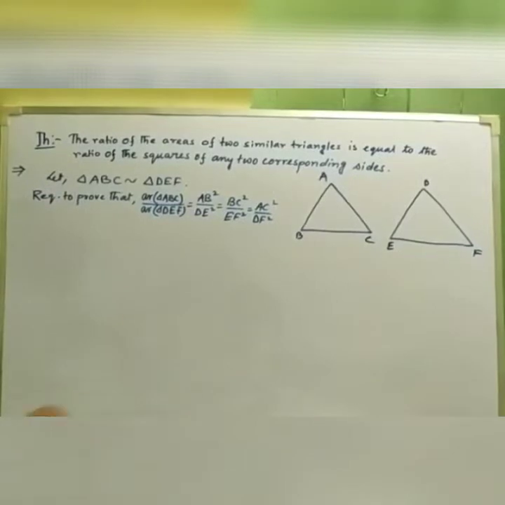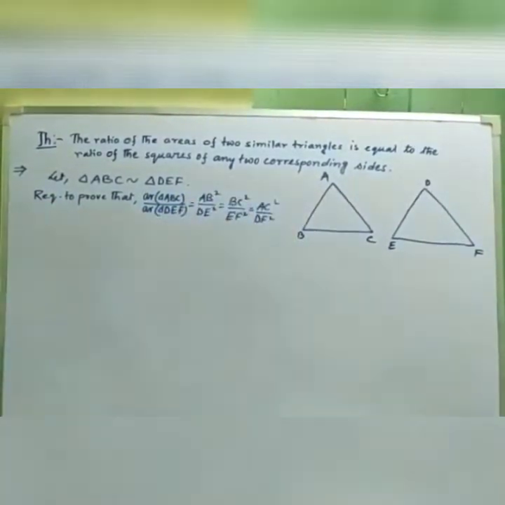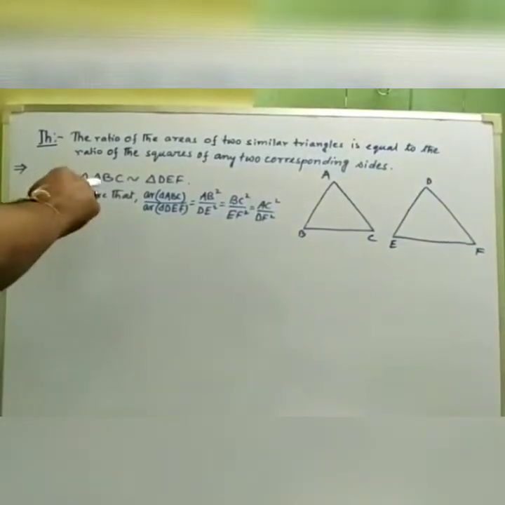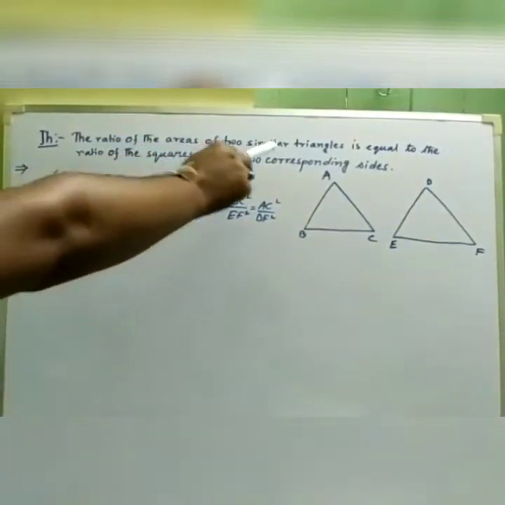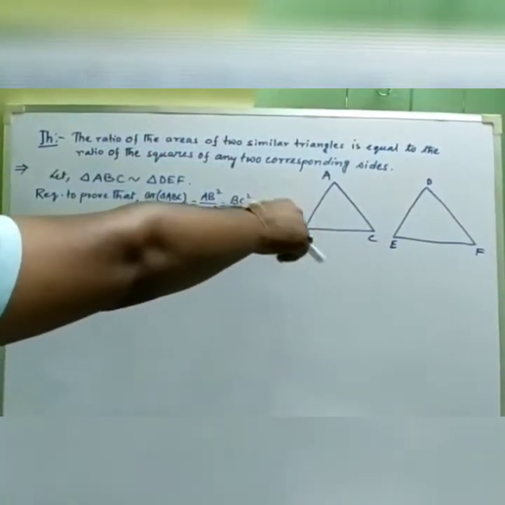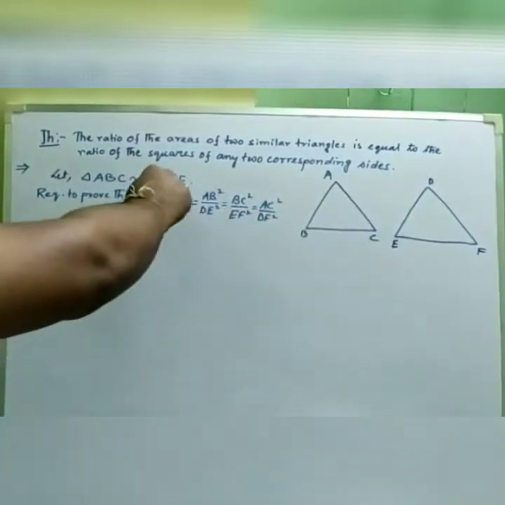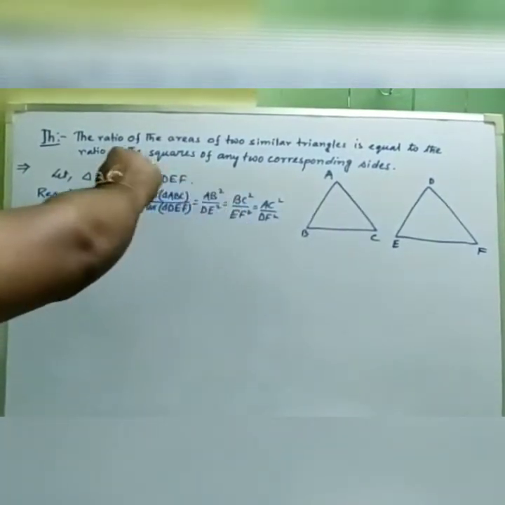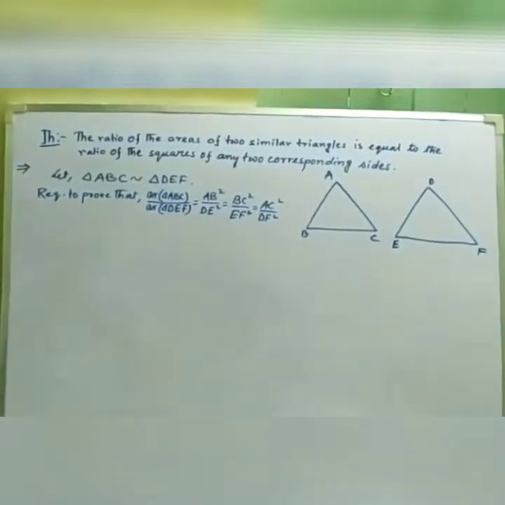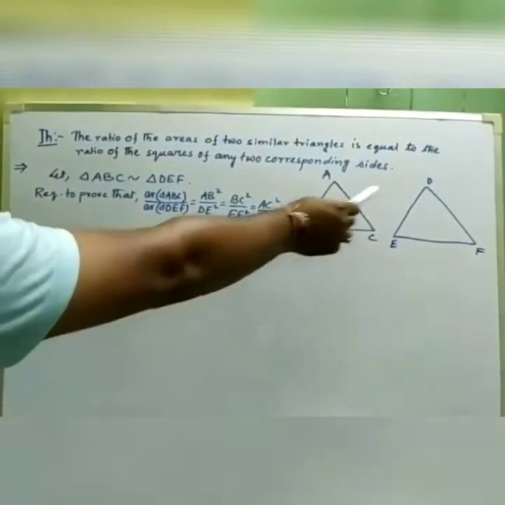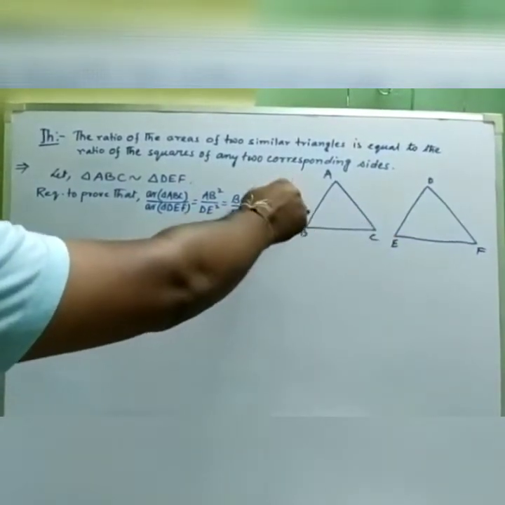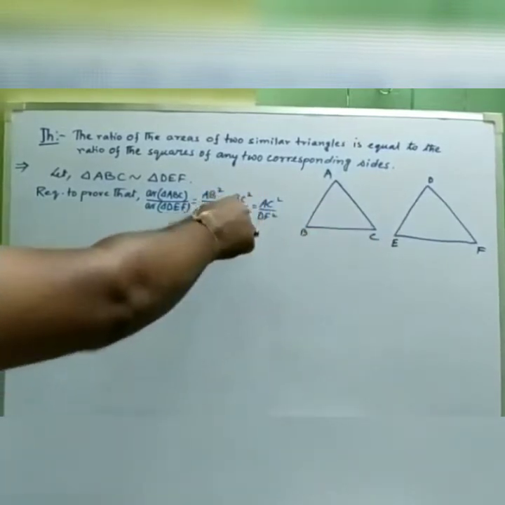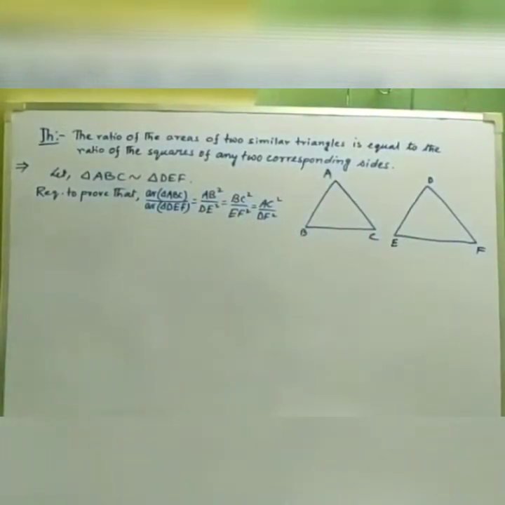The figure is given: the two triangles ABC and DEF are similar. So we have written that let triangle ABC and triangle DEF be similar, and what you need to prove is that the ratio of the areas, area of ABC by area of DEF, is equal to the ratio of the squares of any two corresponding sides. The corresponding sides are AB and DE, so AB square by DE square equals AC square by DF square, and BC square by EF square. So that you need to prove.